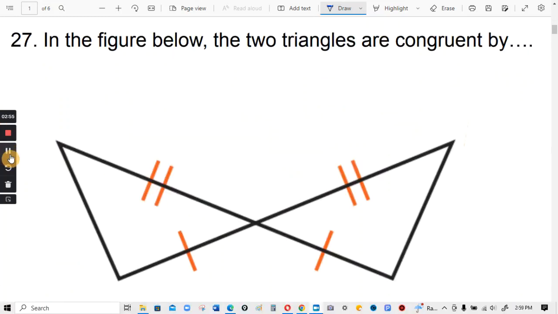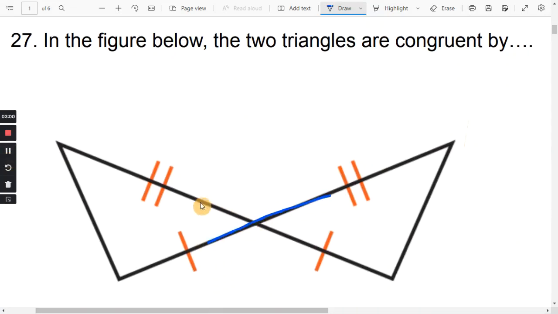Number 27, triangle congruence. Look for this X shape here. The two straight lines make vertical angles. Vertical angles, the angles across from each other, are congruent. So those angles are the same measurement. And now we have side, angle, side. So that's abbreviated SAS. The angle is in between. See this angle? It's in between the two sides that are congruent. So it's SAS.